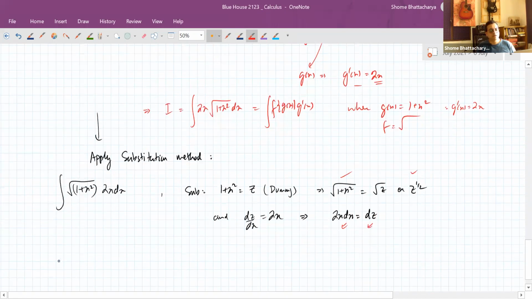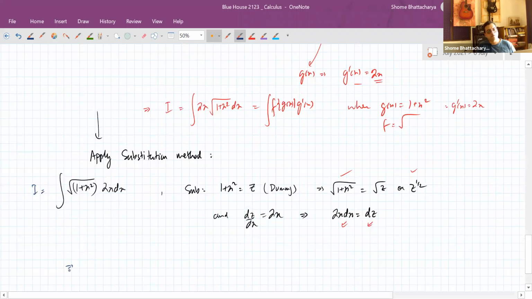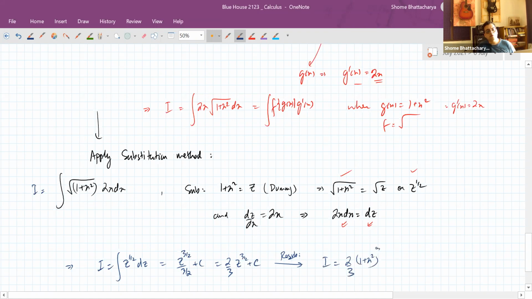As you can see, the integration now has become z to the power half into dz, which is a direct integral: z to the power 3 by 2 divided by 3 by 2 plus c, or 2 by 3 z to the power 3 by 2 plus c. Now we resubstitute. So the integral becomes 2 by 3 into 1 plus x square to the power 3 by 2 plus c. So that becomes my answer.